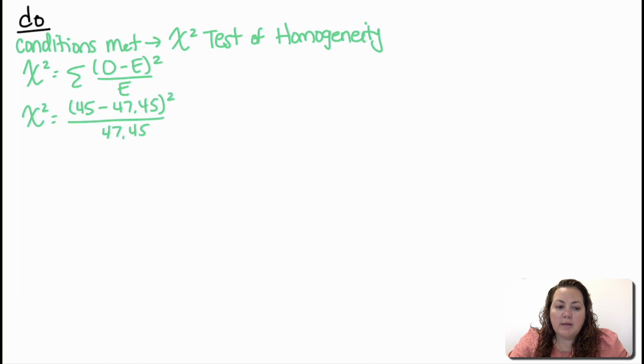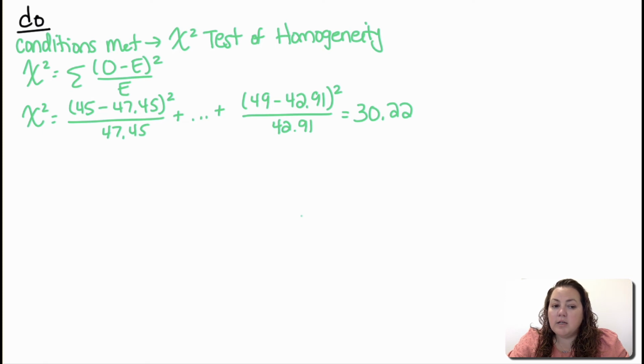Again, I'm using that same formula, so I'm going to do the first one and the last one. And I get a chi-squared value of 30.22. I'm relying on my calculator here, so again, I put all my data, my observed counts into matrix A. Stat, test, chi-squared test. I get my chi-squared value. I get my p-value.